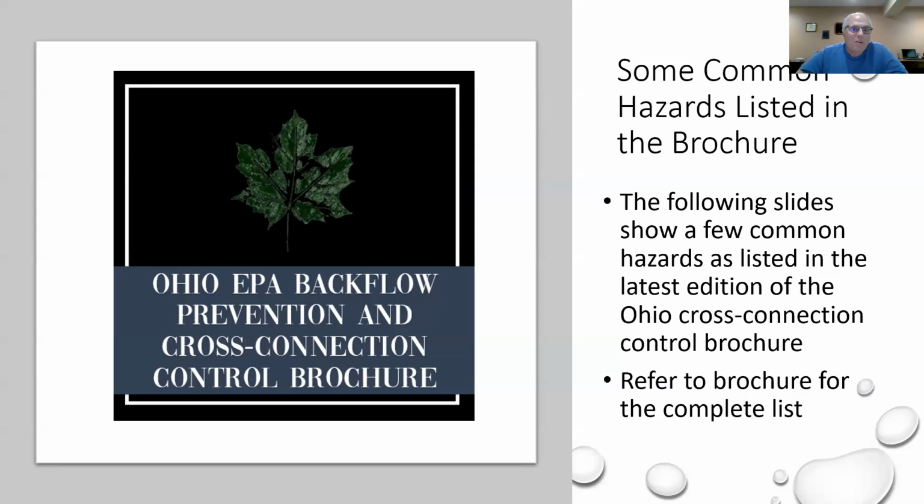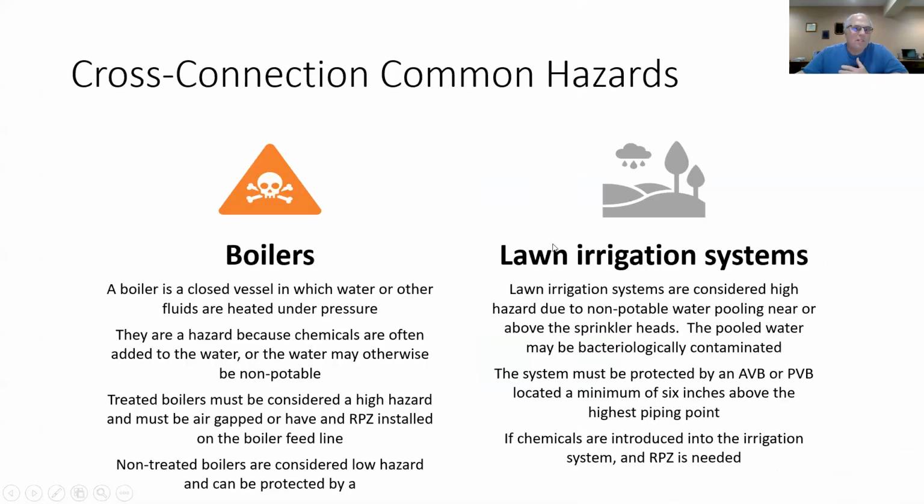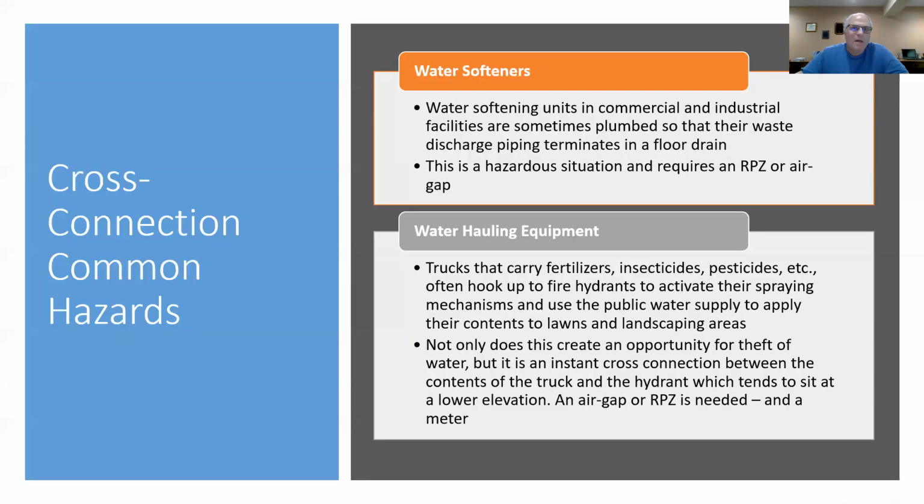Ohio EPA does have backflow prevention cross-connection control brochures and books that you can get. Some of the common hazards are listed in the brochure, and I recommend that each utility have at least this brochure. You can hand them out if necessary. There's a couple of slides I have following this that just show some of the common stuff that you see in here. For example, you'll see that they list boilers and how you should protect against them, lawn irrigation systems and how you should consider those as high hazards because of the pooling of water around the sprinkler heads, that type of thing. They mention water softeners, water hauling equipment.